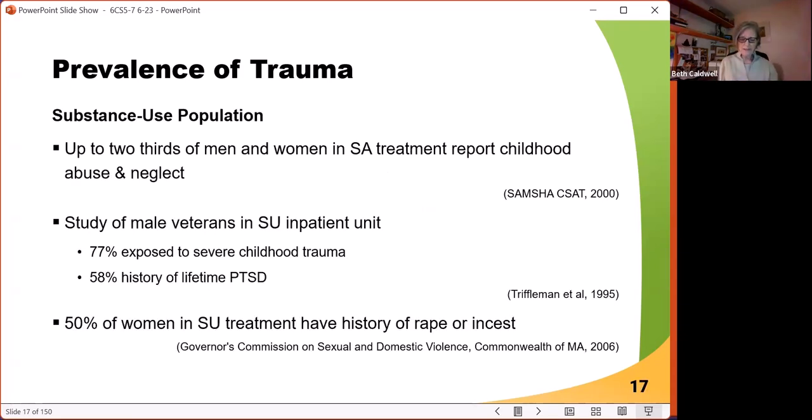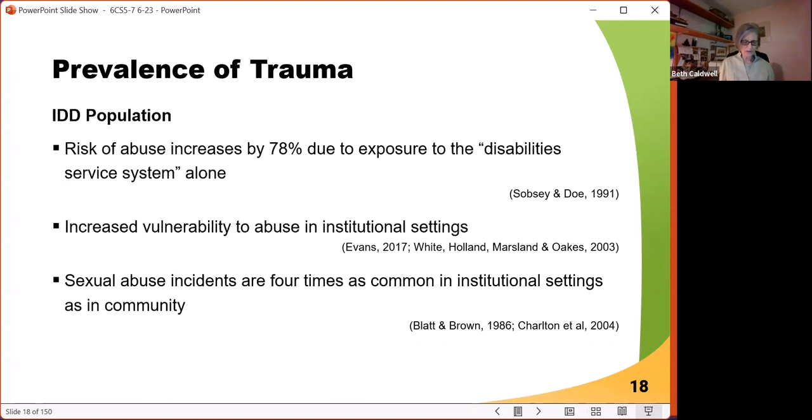And then, is this data tragic or what? When you think of people who have substance abuse challenges, so many of those homeless people, two-thirds of men and women in substance abuse treatment report childhood abuse and neglect. Look at that. 50% of women in substance abuse treatment have a history of rape or incest. It goes on and on. Let's go to the next population, IDD.